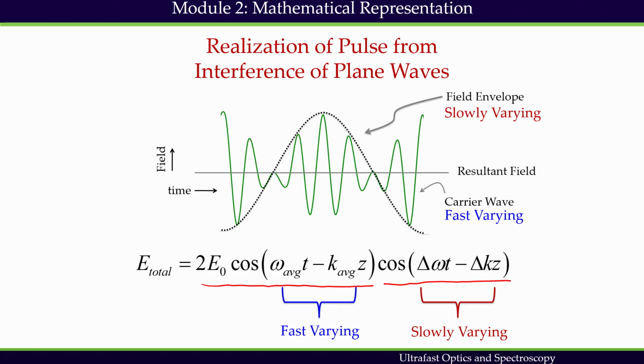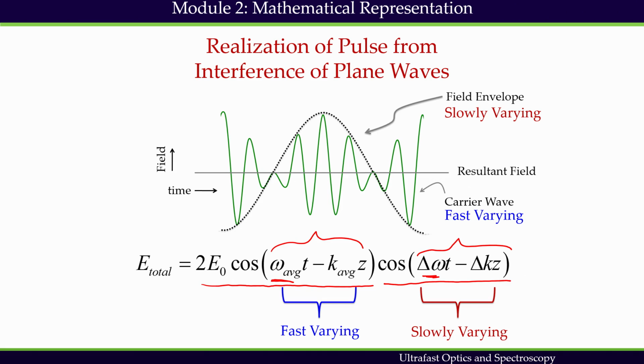The first term, associated with this omega average, is a fast varying component, and the second term, associated with this delta omega, is the slowly varying component of the resultant electric field, because the difference between the two frequencies is very small. That's why delta omega is a very small number, but omega average is a very high number, a big number.